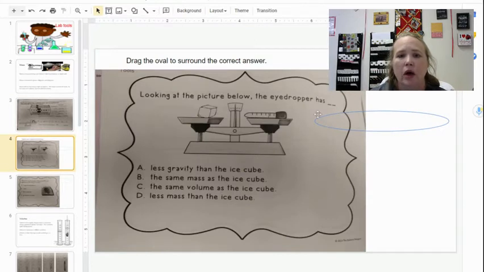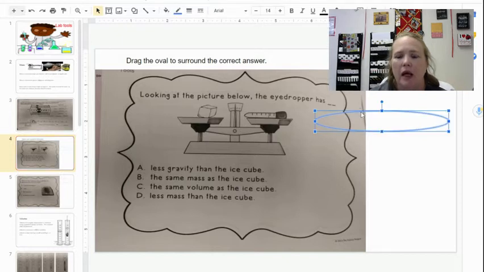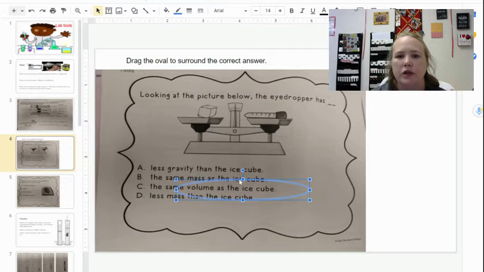The next one, on questions like this that are multiple choice, what I did is I gave you a blue circle, kind of a circle or oval off to the side, and all you'll do is click on that circle, and then you can drag it over to your correct answer. So whichever one you think is the correct answer, if you think it is A, then that's what you do. If you think it's B, you'll click here. If you think it's C, just make sure it's clear which one you're choosing.